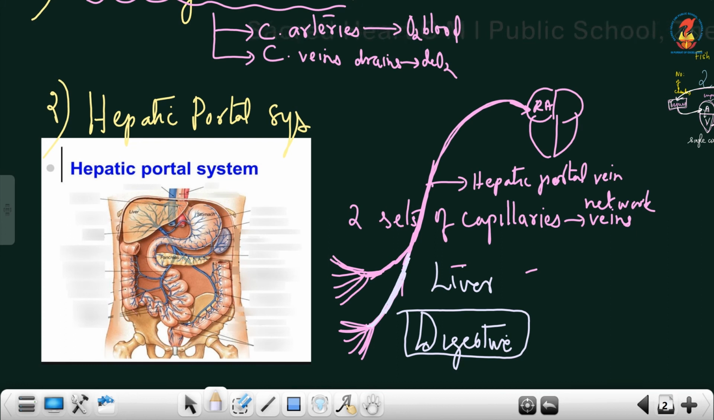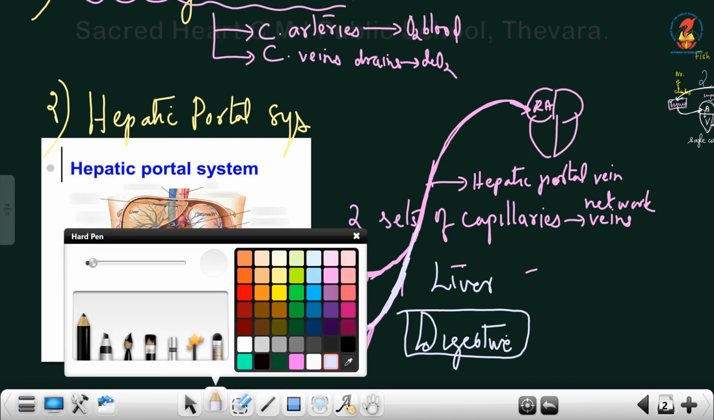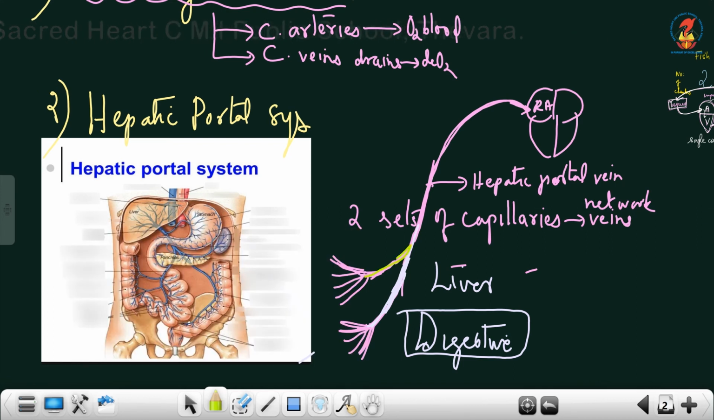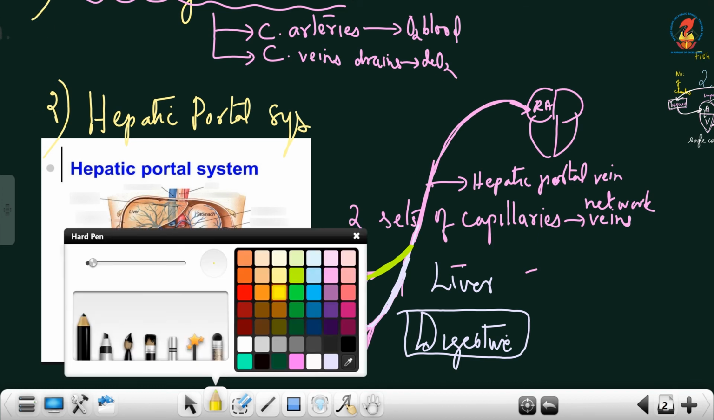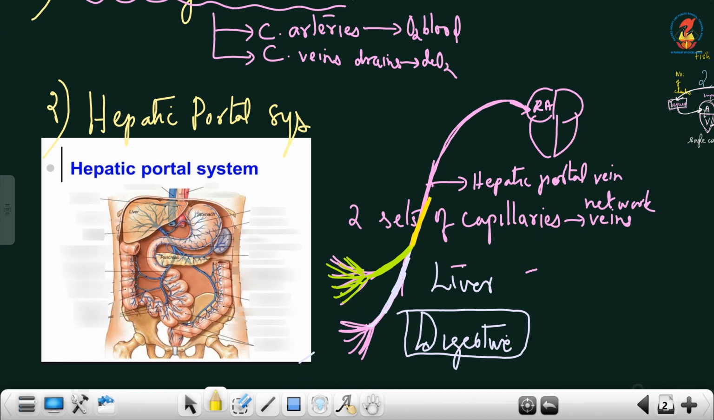And as it moves up and drains into the systemic circulation, it unites with the vein coming out from the liver. This vein receives the venules which are draining the blood from the different parts of the liver. This vein unites with the other to form a common vein, and this common vein is called the hepatic portal vein, okay, which drains into the right atrium of the heart.